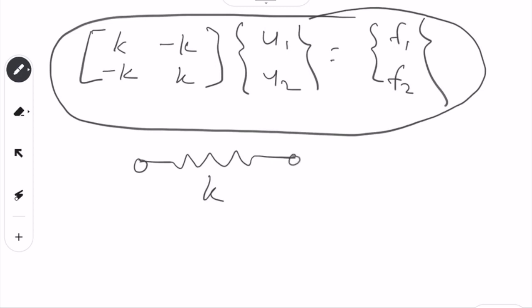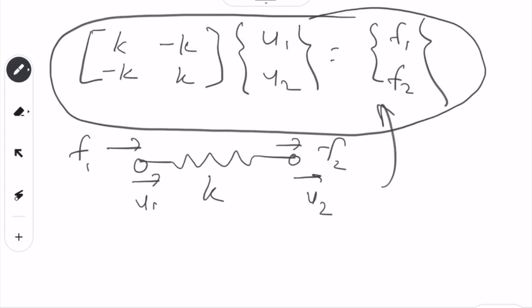There are two nodes where u1 and u2 represent the displacement of the two nodes, and the forces at the nodes, f1 and f2, are the nodal forces. This is how the forces and displacements are related.